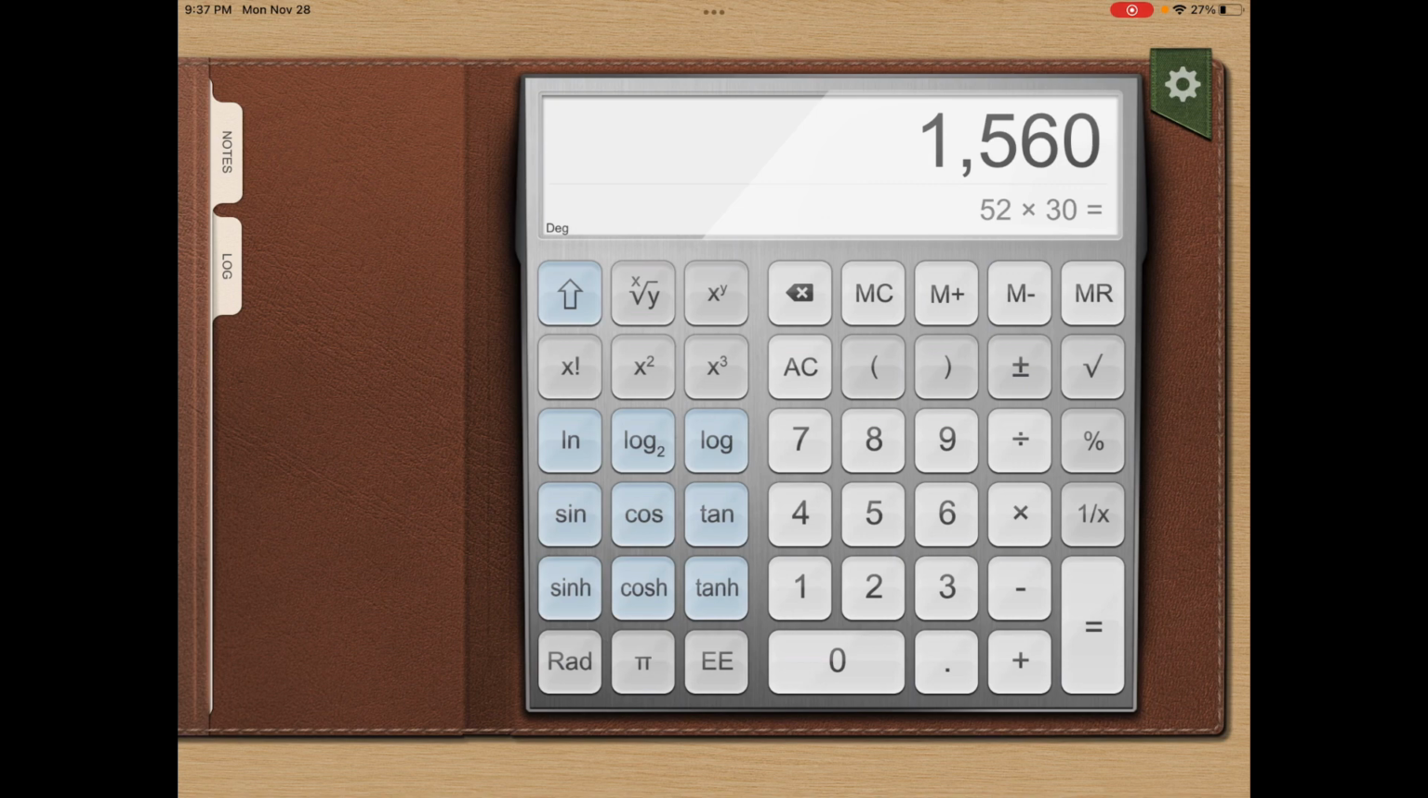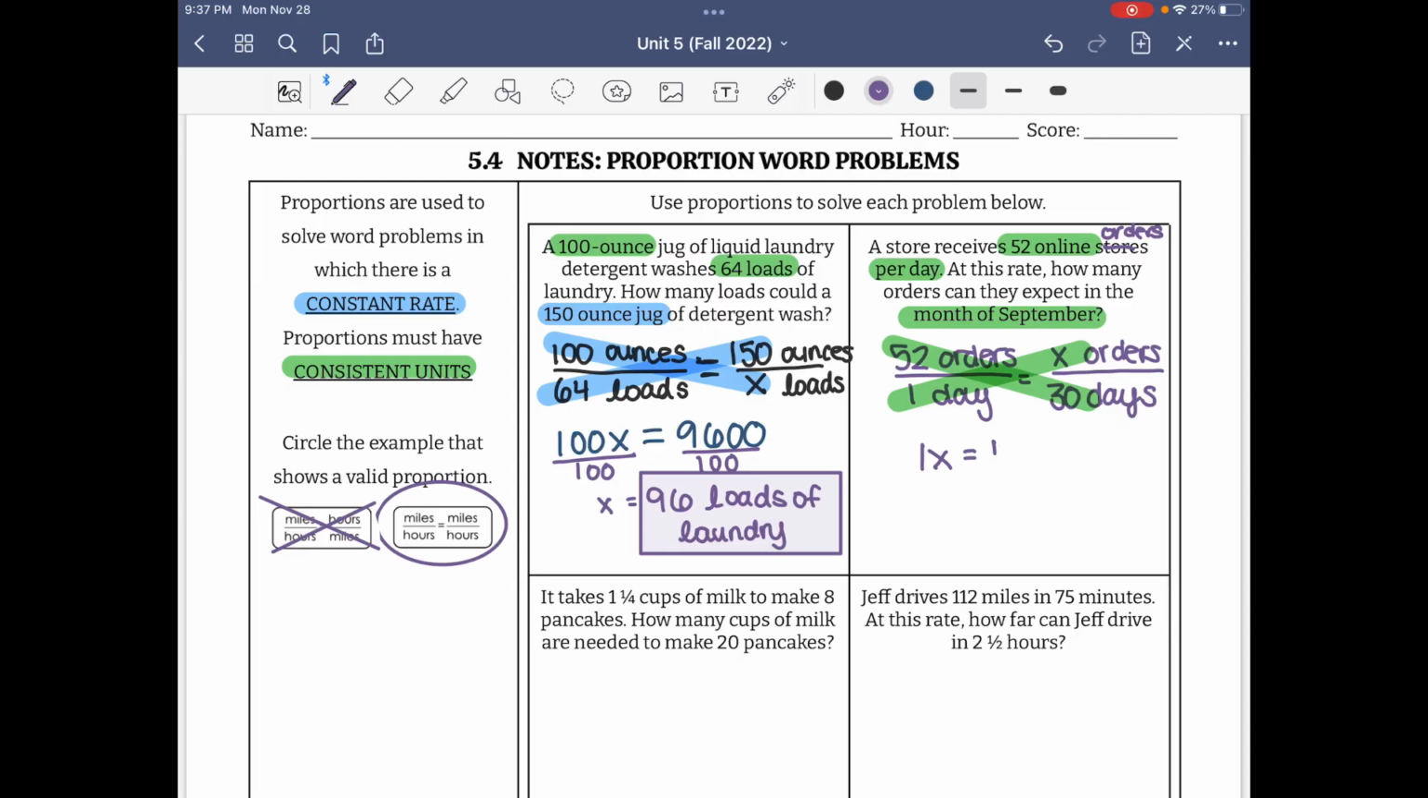1,560. And this time I don't have to divide by anything because there's just a 1 in front. So our answer is 1,560 what? Orders in September. Now I know that that sounds like a lot probably, but it is an entire month. And there you go.